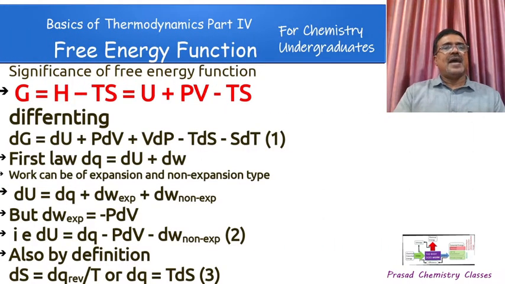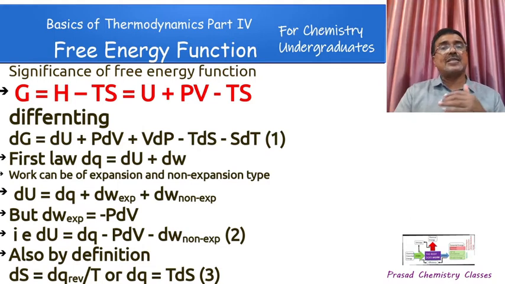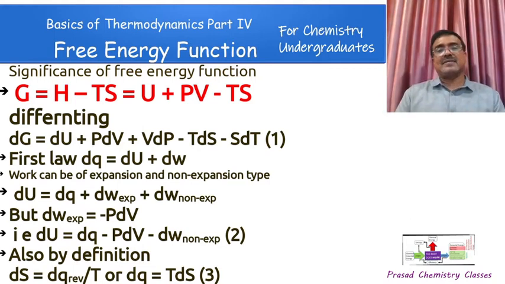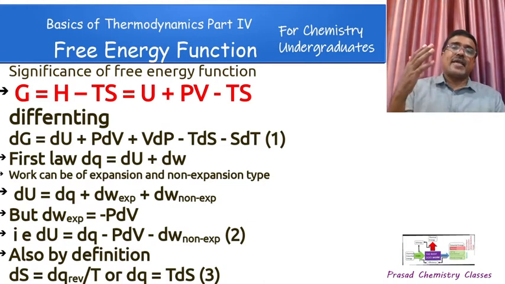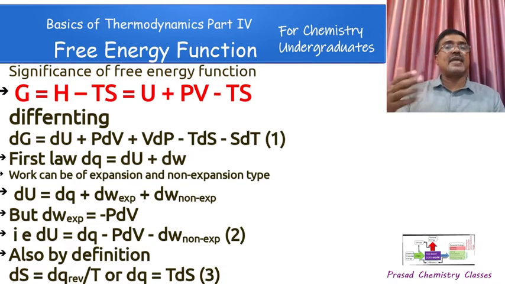Okay, now we can have another significance for this free energy function, and we are going to get that with some mathematical rigor, right? Our expression for free energy is G equals H minus TS. That we know H is equal to U plus PV. So we can write U plus PV minus TS. We differentiate this. dG will be equal to dU plus PdV plus VdP minus TdS minus SdT. That's our equation number 1.